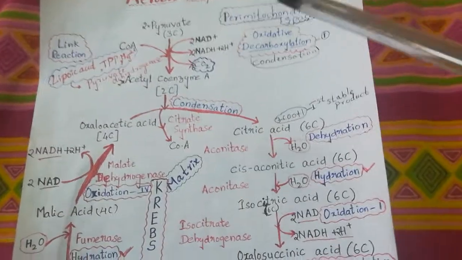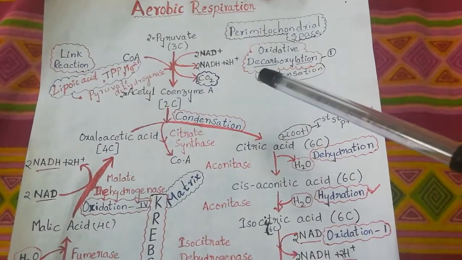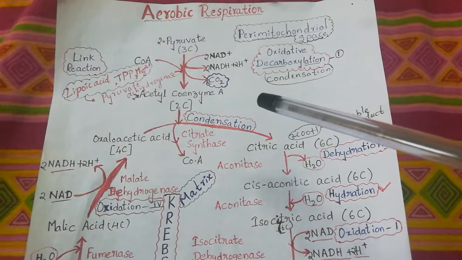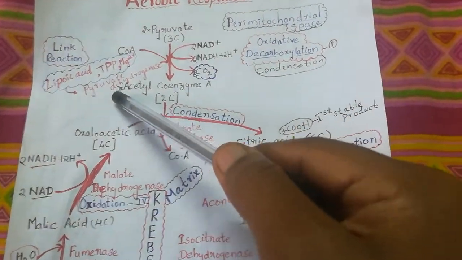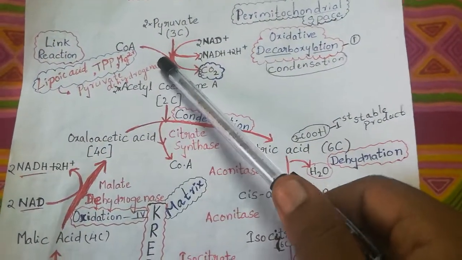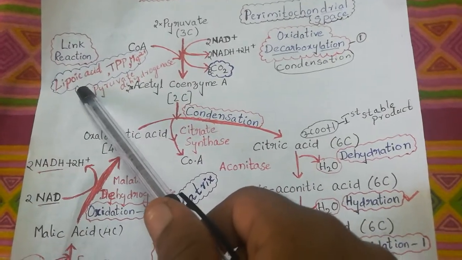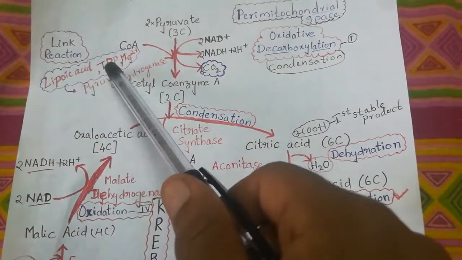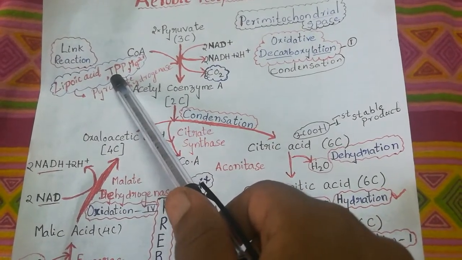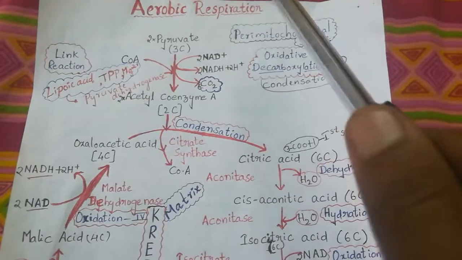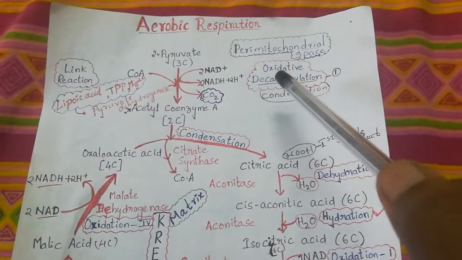Now those 2 molecules of pyruvate undergo oxidation, decarboxylation as well as condensation with coenzyme A in the presence of the enzyme pyruvate dehydrogenase. This pyruvate dehydrogenase is a complex enzyme which has components like lipoic acid, magnesium ions as well as TPP, that is thiamine pyrophosphate. Now this reaction occurs in the perimitochondrial space or intermembrane space.